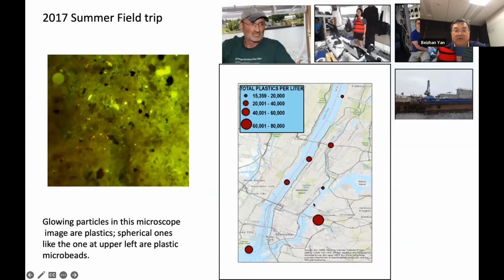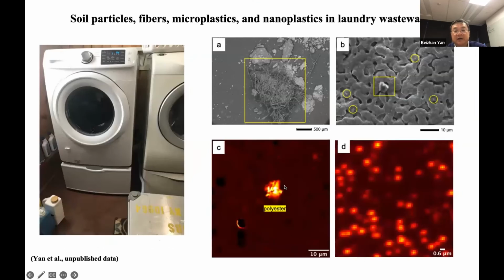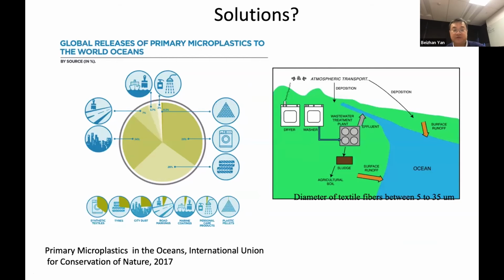This is why we see a high level in those places. This is close to 125th Street, the North River wastewater treatment plant, and this is very close to the Newtown Creek wastewater treatment plant. So they basically don't have the capacity to remove them.